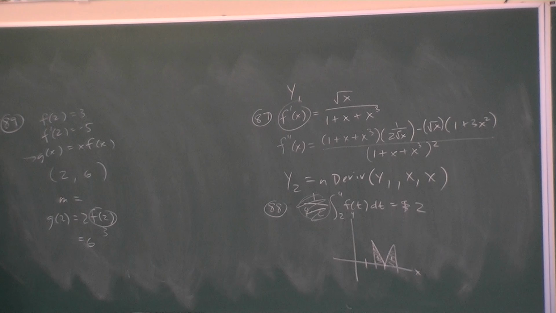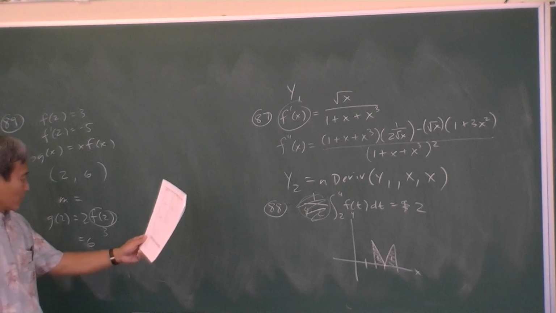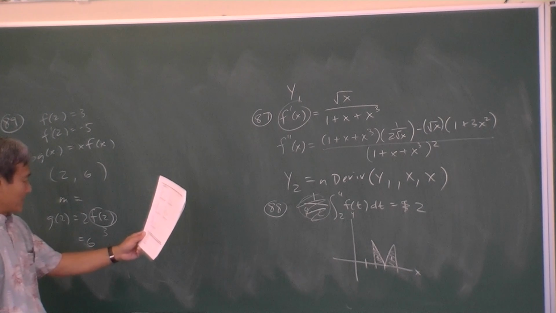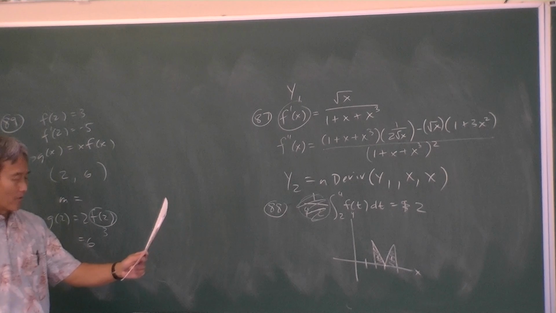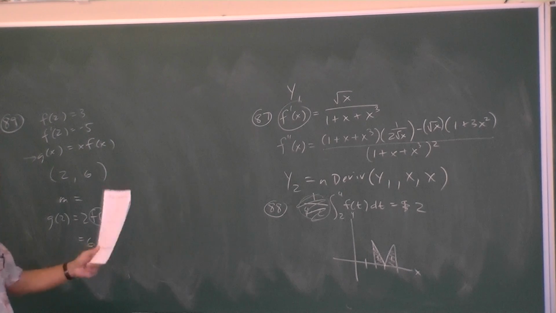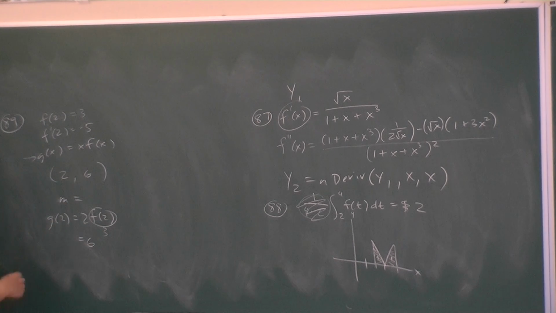So we know the y coordinate has to be 6. So we know that the answer has to be C, D, or E already, right? If you use point slope form. Now what we've got to do is figure out the slope. Well, to compute the slope, we need the derivative. So how do you compute the derivative of g?